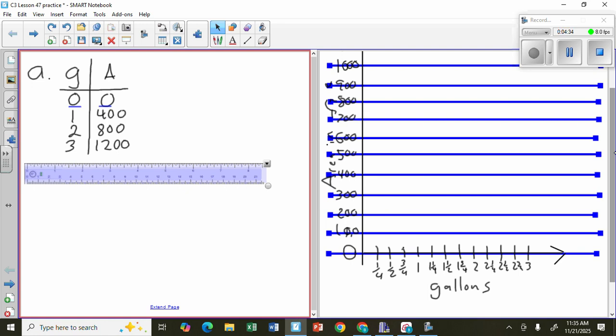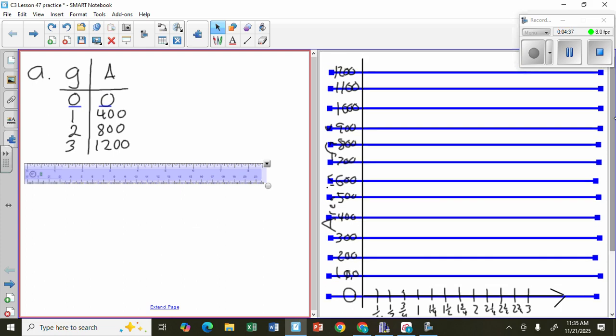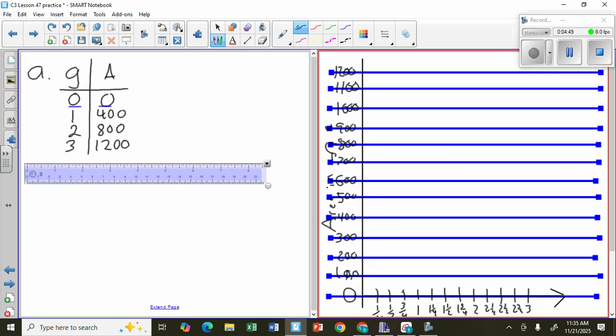Now this is a graph of 2 different things. What would be a good title for my entire graph? Yeah. Coverage in feet squared of paint. Something to describe that situation.